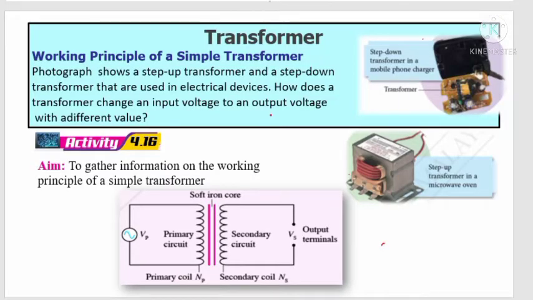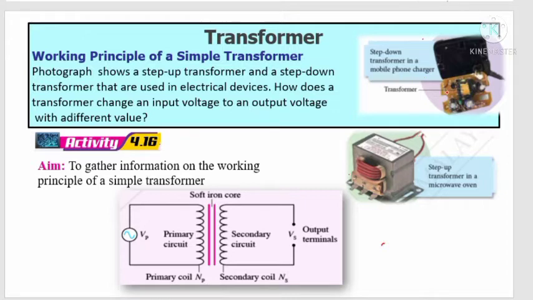What is a transformer? The word transform means a transformer can change something. You have discussed before about the step-down transformer used in a mobile phone charger, or the step-up transformer used in a microwave oven. So what is the function of a transformer in electrical appliances?